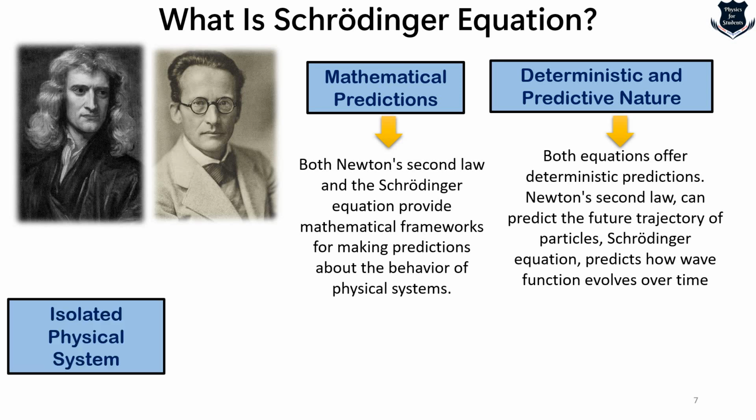Also, both of these talk of something called an isolated physical system. What I mean by that is that both equations apply to isolated physical systems. Newton's second law is used to describe the motion of classical objects in the absence of external forces. Similarly, the Schrodinger equation characterizes the quantum mechanical behavior of an isolated system. Typically, I mean to say without any influences. So this isolation is essential for understanding the system's intrinsic behavior.